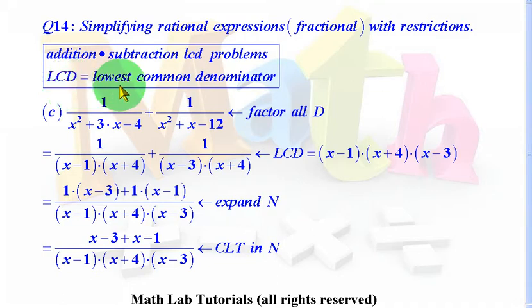But LCD means lowest common denominator, and that's the essence of addition and subtraction problems when dealing with rational expressions. Let's look at part C over here. We have 1 all over x squared plus 3x minus 4 plus 1 all over x squared plus x minus 12. Of course, we identify this as a rational function. The denominator over here is quadratic. This is also a rational function. Denominator is quadratic. The difference from other problems that we looked at is that now we have a plus sign.